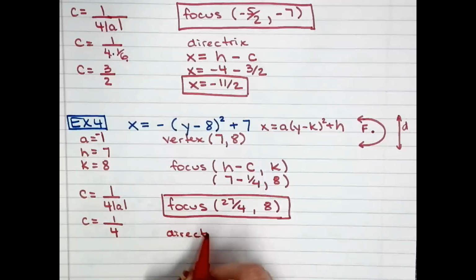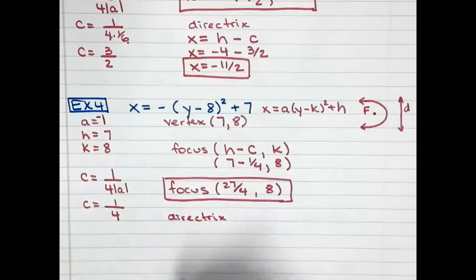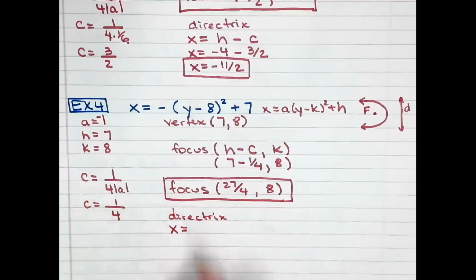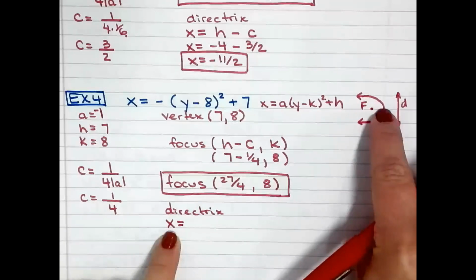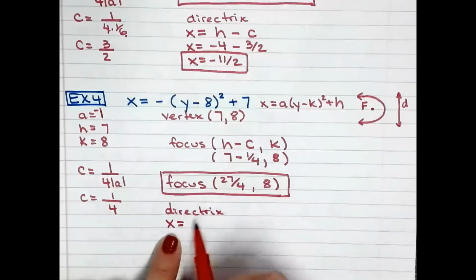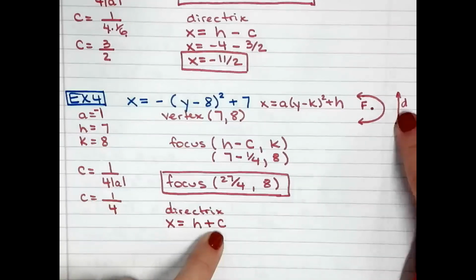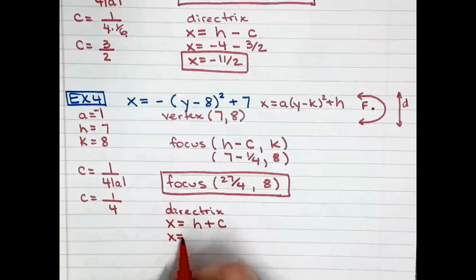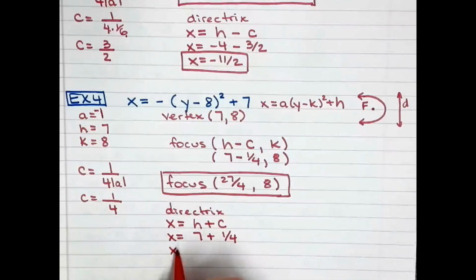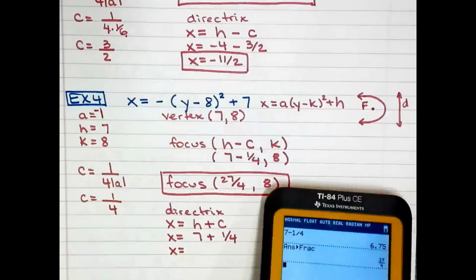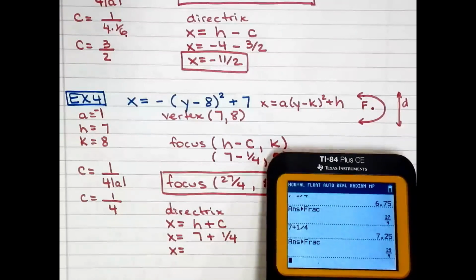The directrix is the line that goes up and down right there outside the parabola. And I know up and down equations are all x equals. Because it's to the right from the vertex, I have to add c. So h was 7, c is 1/4. So 7 plus 1/4 will give you 29/4.